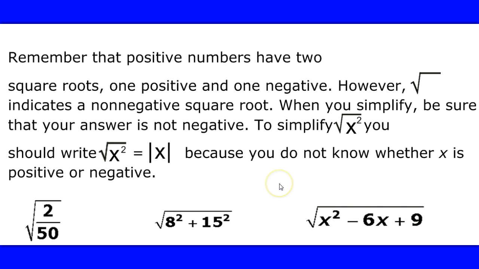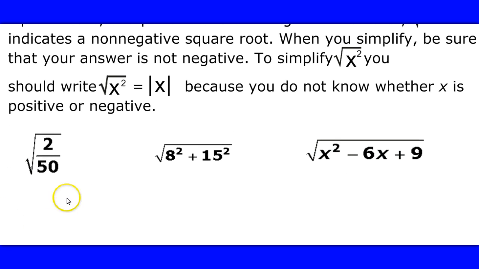Positive numbers have 2 square roots, one positive and one negative. However, when we're just using the square root sign, and I'm not solving for a variable, I'm just saying what's the square root of this, we're always going to pick the non-negative square root. When you have a variable and you're trying to take the square root, we want it to be positive, and since we don't know if the variable is positive or negative, you can put it in absolute value. A lot of times they'll say that all variables are non-negative numbers. So here are some examples for you.